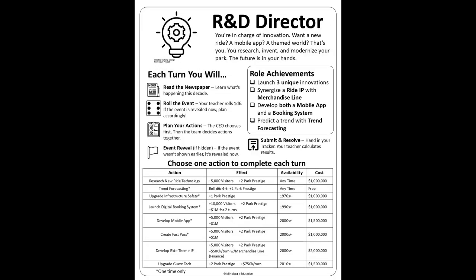The R&D director is going to do some trend forecasting. This is an action that can only be used one time in the whole game. It's also not a guaranteed outcome. They need to roll a six-sided die, abbreviated D6 on their roll sheet. If they roll a 4, 5, or 6, they get +2 park prestige. Otherwise, they get nothing. And in this one, it looks like they rolled a 1, so they don't get anything.